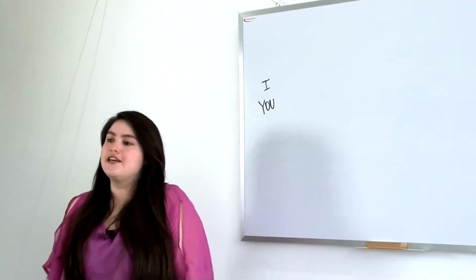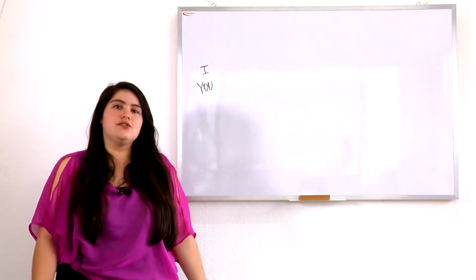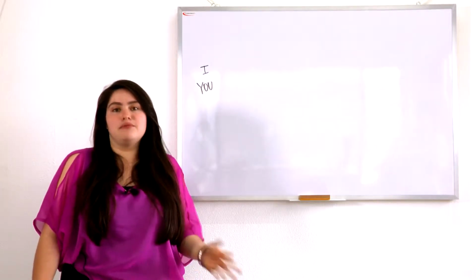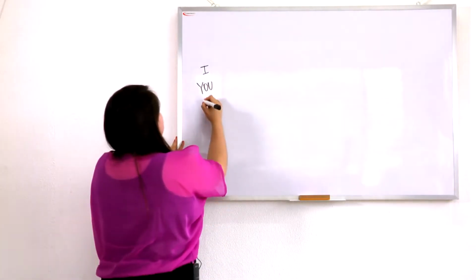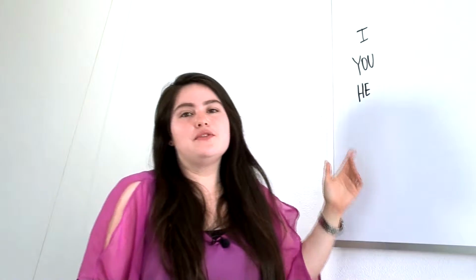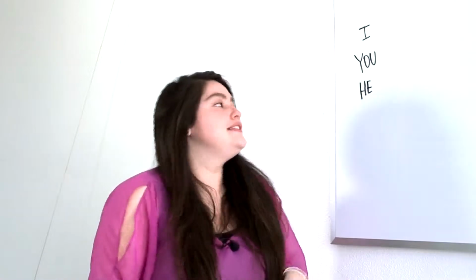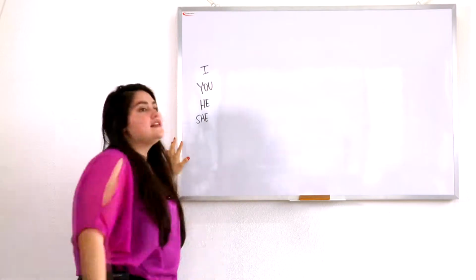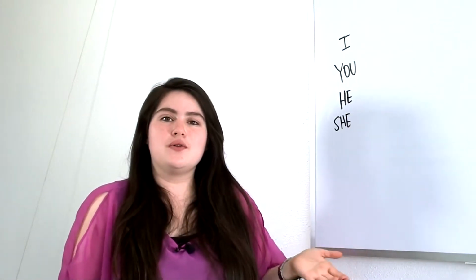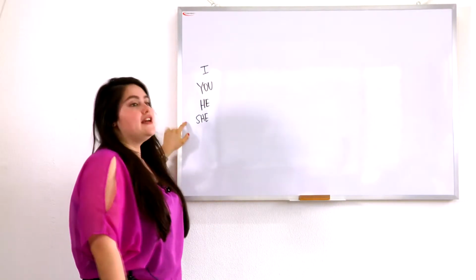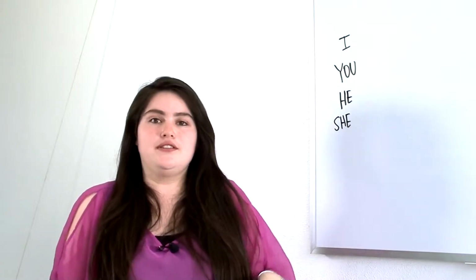So you, it's in second person, and you are going to use it to talk about another person or other people. It can be used in singular or also in plural. Then the other one is he. He is going to be used when you want to talk about a man that has already been mentioned in a sentence. Then we have she. She is going to be used when you want to talk about a woman that has already been mentioned in a sentence also. You can use he and she to talk about animals and persons.